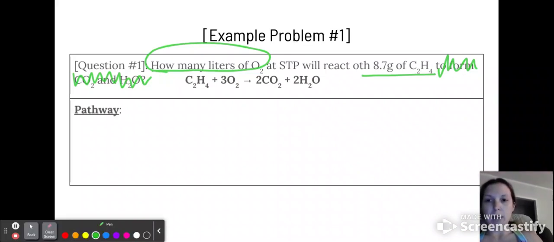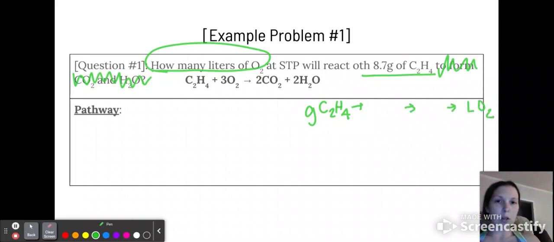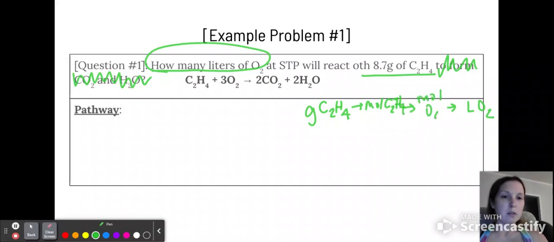let's look at what our pathway is. So our pathway here, and I'm going to write it to the side in case it pops up. I can't remember if I typed it in or not. As you can tell, we are going from grams of C2H4. Well, I can't go all the way to liters of O2 straight. I have to go through moles. Remember, anytime we change from one type of unit to another, we got to go through moles. Well, to get from grams of C2H4, the only place next we can go is moles of C2H4. Once you're in moles of that, then you can go to moles of O2, and then from there you can go to liters of O2.